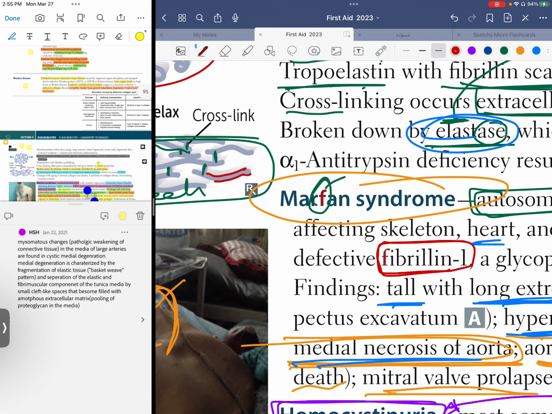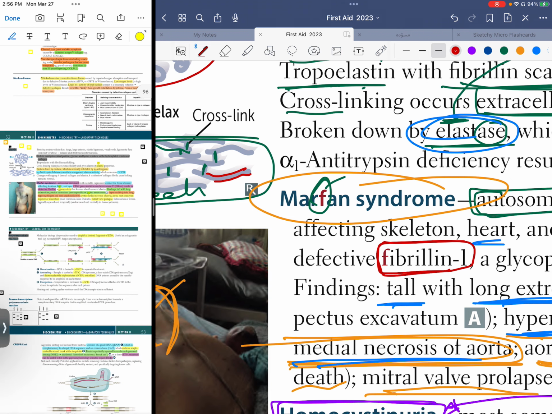For cystic medial degeneration or necrosis of the aorta, it is a myxomatous change, a pathological weakening of connective tissue in the media of large arteries. Medial degeneration is characterized by fragmentation of elastic tissues, called the basket weave pattern, and separation of the elastic and fibromuscular components of the tunica media by small cleft-like spaces that become filled with amorphous extracellular matrix, with pooling of proteoglycan in the media.